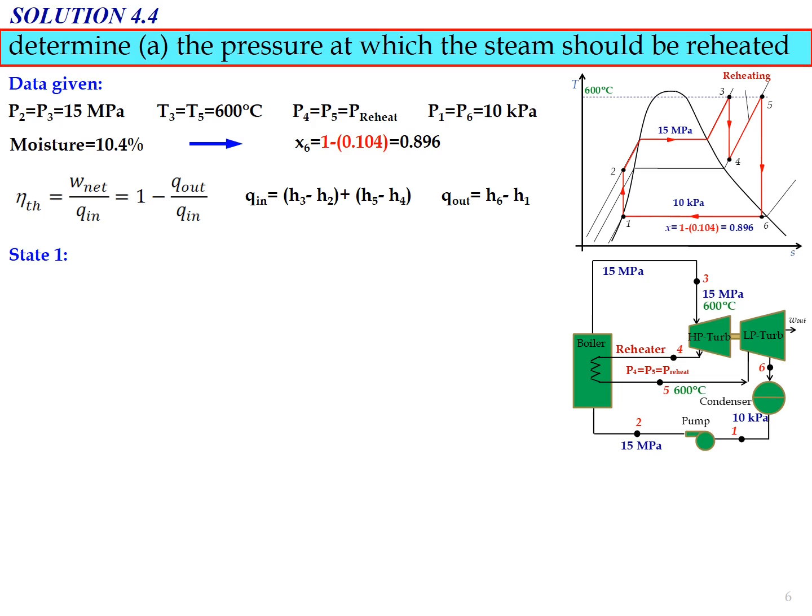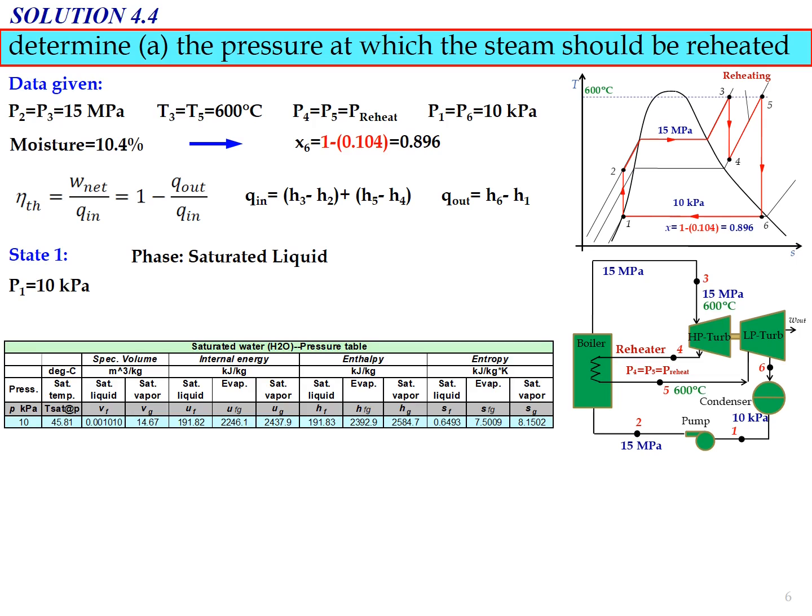Okay, for state number 1, because the cycle is ideal, we know that the phase for state number 1 is saturated liquid, and we have the pressure P1 equal to 10 kilopascal. So we already have 2 pieces of information. From these 2 pieces of information we can determine the important values for state number 1, especially the value of enthalpy.